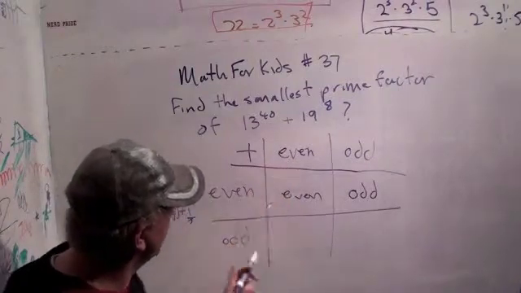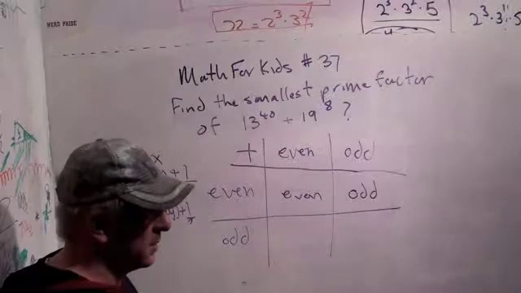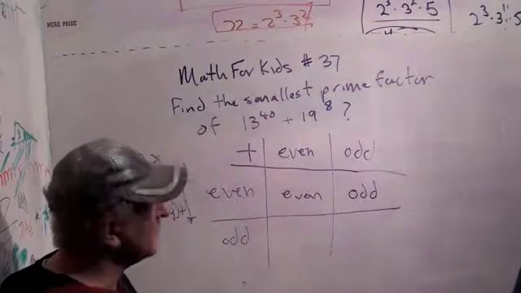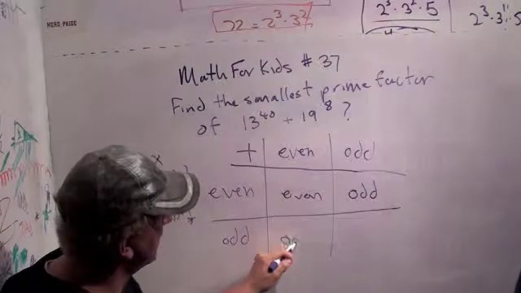Now what about an even plus an odd? It's the same as an odd plus an even. Why is that? Because of the commutative property. Adding doesn't care which way you add them. You get an odd number.